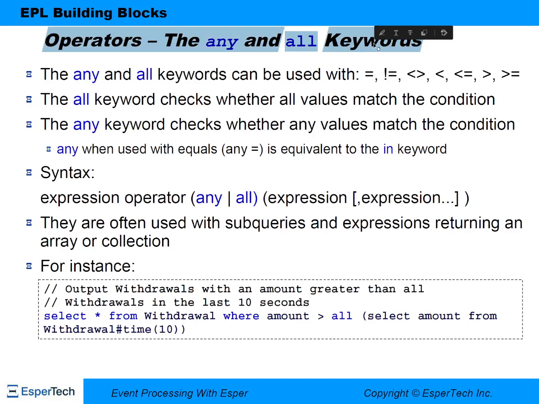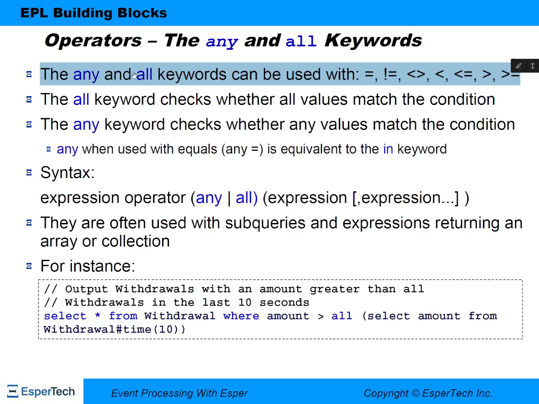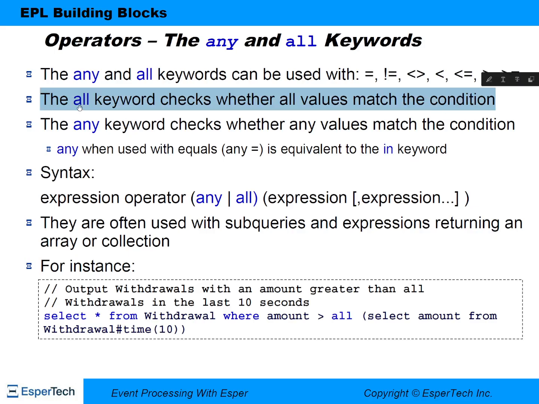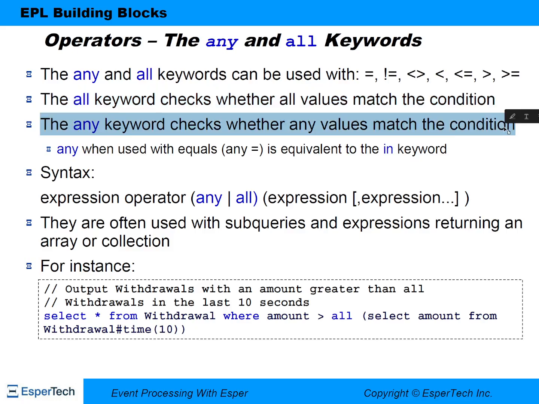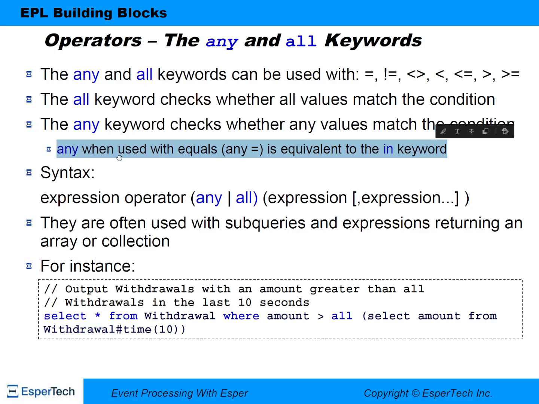The any keyword and the all keyword can check whether any values or all values match a condition. The any keyword and the all keyword can be used with equals, not equals and comparison operators. The all keyword checks whether all values match the condition. The any keyword checks whether any values match the condition. The any keyword, when used with equals, is equivalent to the in keyword.